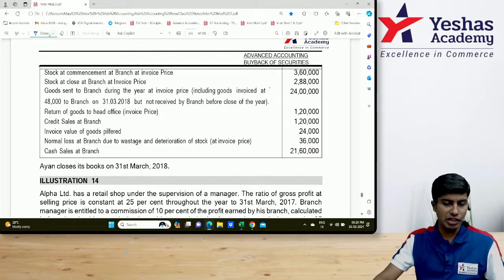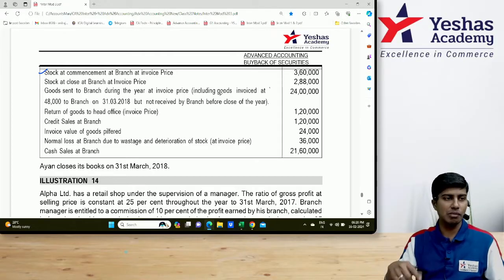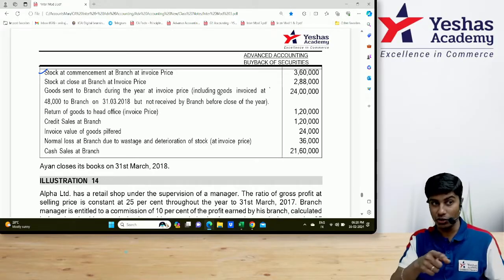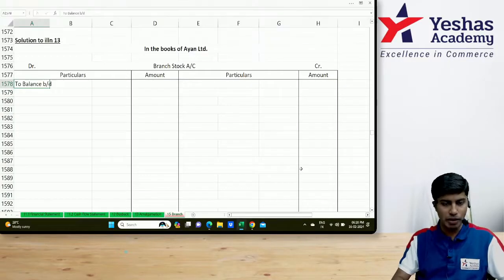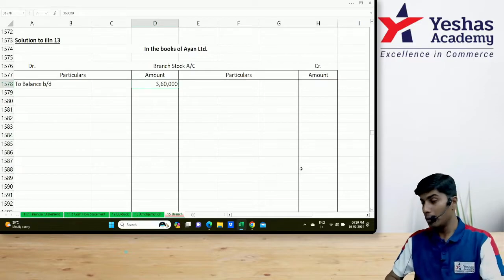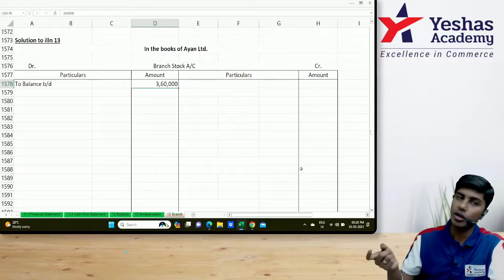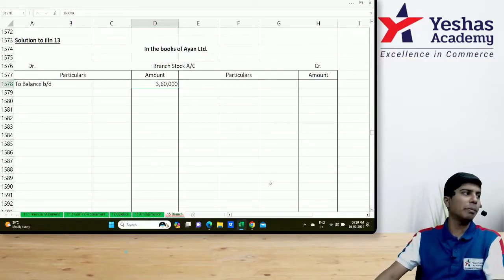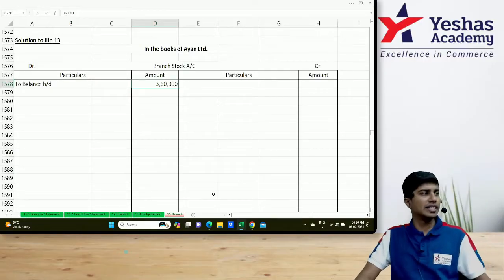First information available to us here is stock at commencement at branch at invoice price. When the stock is there in the branch at the commencement, it is balance brought down, but it is at invoice price. In my branch stock account on the debit side, let me write to balance brought down. How much of the stock is there? 3,60,000. But this is at invoice price. I should remove load on this. I'll remove it on the credit side, but not in my branch stock account; the removal of load will be in branch adjustment account.